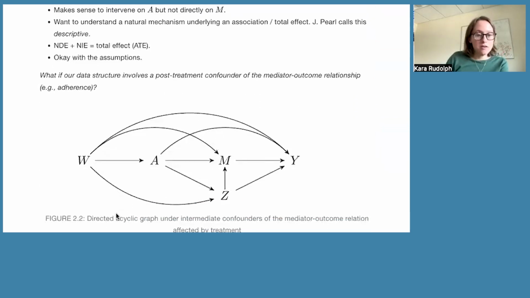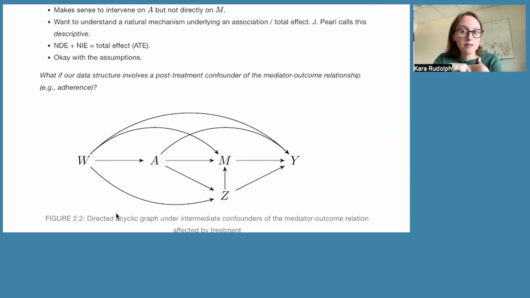And I think maybe, if it makes sense to intervene on A, but not directly on M, so if we're in a scenario where the controlled direct effect doesn't make sense because we can't in real life intervene directly on M, this could be appropriate. And we want to understand this mechanism, this natural mechanism that's underlying this total effect. Pearl calls this a descriptive type of estimand.